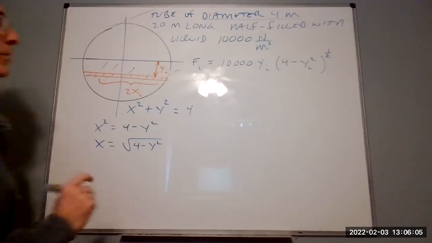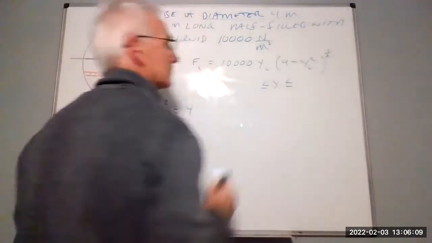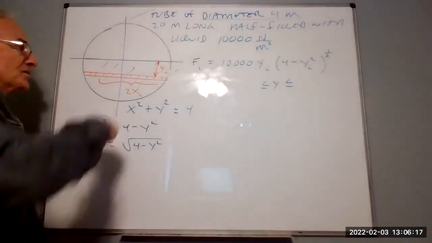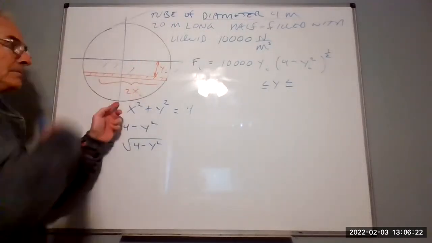Now, very importantly, what is the range of values for y? This is not tricky. You have a circle of radius 2. Your depth at the top is 0. What's your depth at the bottom? -2. Depth.